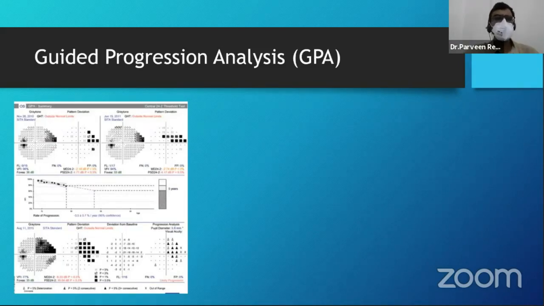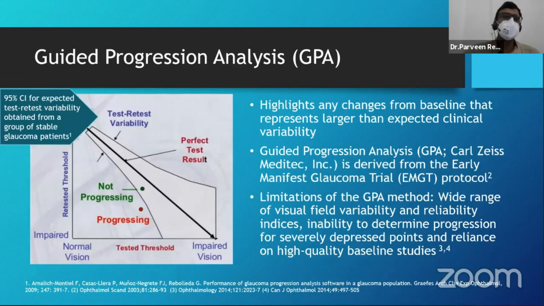This is the printout that we see. It has two parts. What is important about the guided progression analysis is that they have eliminated the test-retest variability. So they have taken the confidence interval of 95% for stable glaucoma patients. Now in our patient, if any change falls beyond these 95% confidence limits, that will be considered a progression, and anything falling within this will be considered a variation. Based upon that, this report is generated. And as I told you, this is basically based upon the Early Manifest Glaucoma Trial.